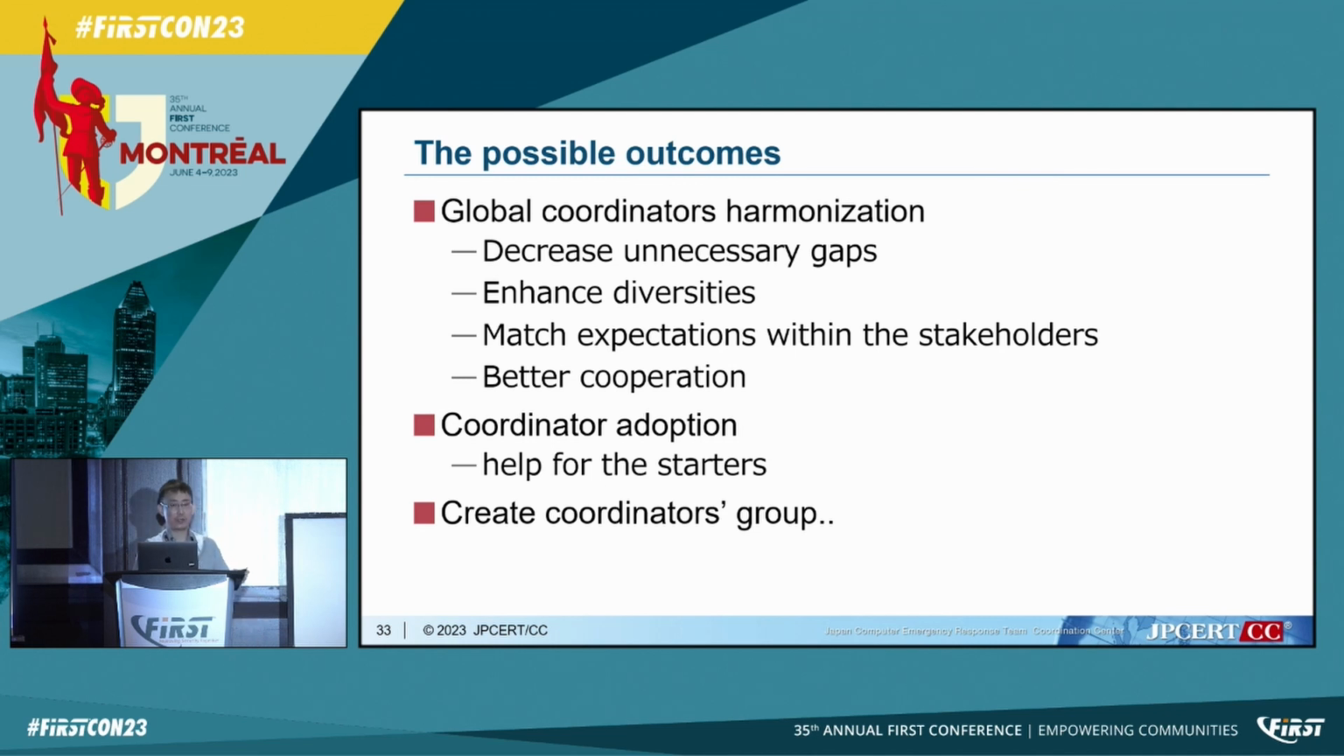So, the possible outcomes from the coordinator rules. First one, global coordinators harmonization: decrease unnecessary gaps, enhance diversities. We like things being different. Match expectations within the stakeholders, between the stakeholders, and better cooperation. And coordinator adoption also: help the starters, maybe create a guidance and create more coordinators.